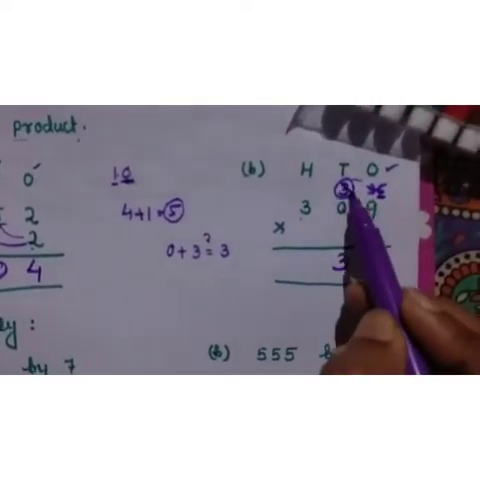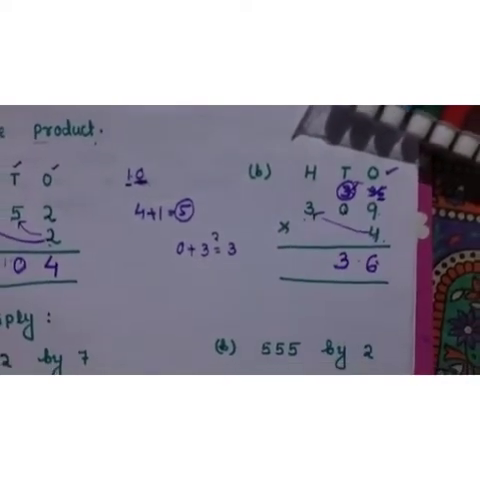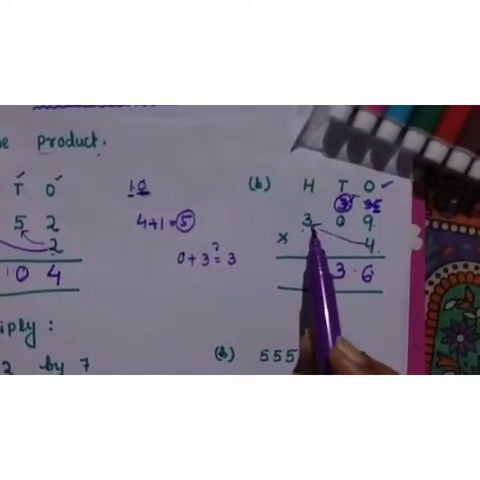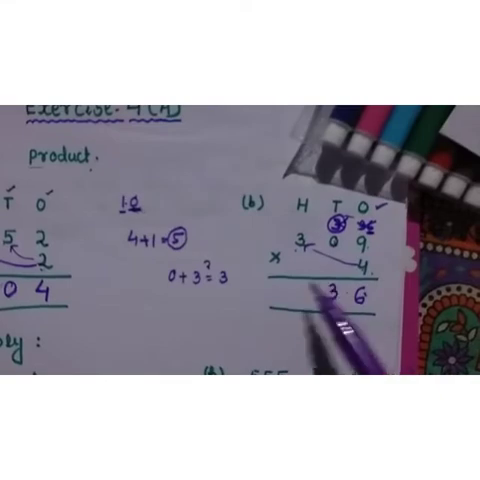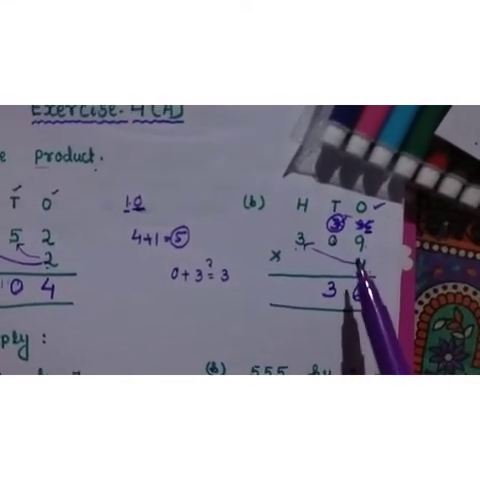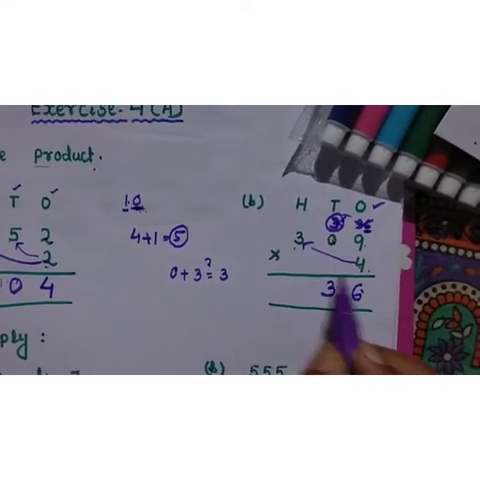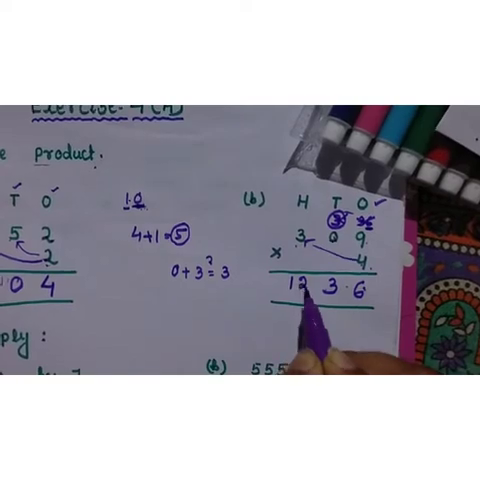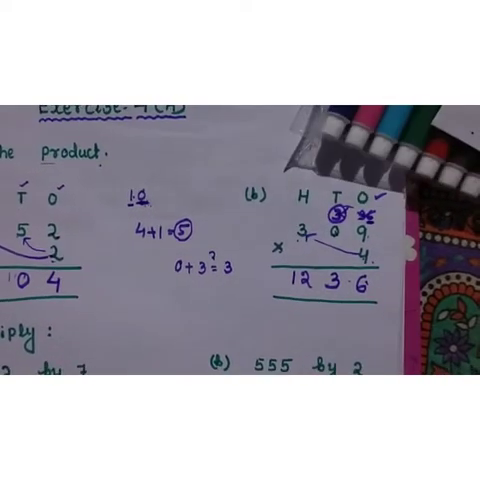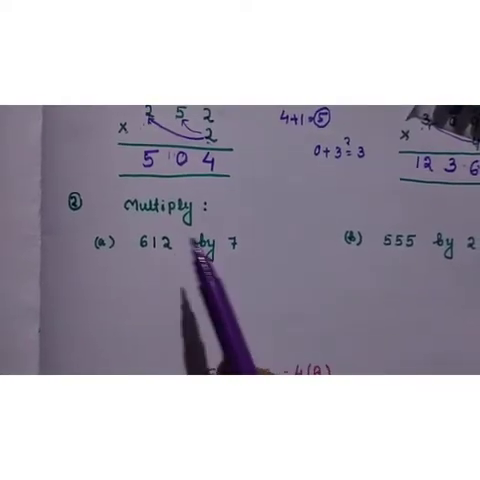Now you multiply 4 into 3. 4 into 3 equals how much? Or 3 into 4 equals how much? Because you know that if you change the order of the numbers, the answer remains the same. So 3 4s are how much? Remember the table. 3 4s are 12. So your answer is 1236. Understood?